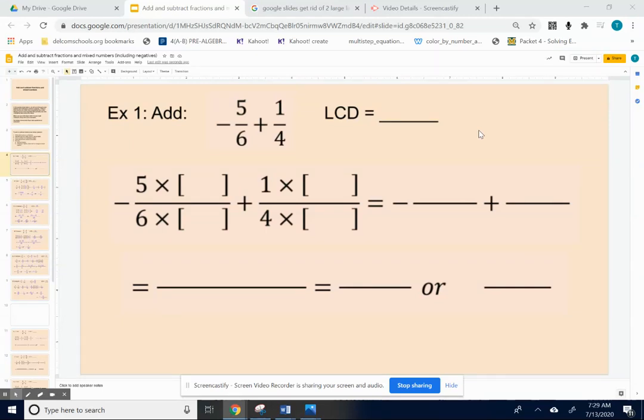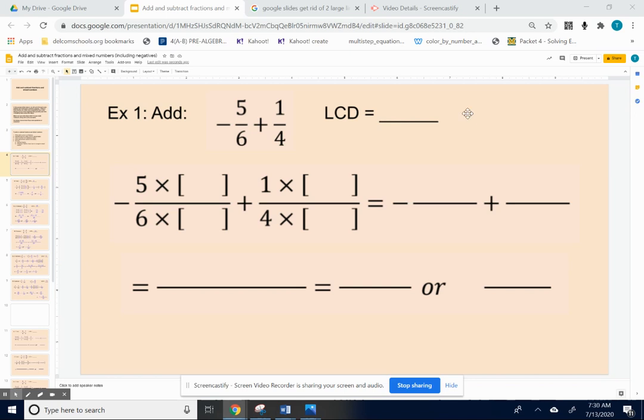Okay, example 1. We're going to add negative 5/6 to positive 1/4. First we need to make sure they're both fractions, and they are in this problem, so we don't really need to do step 1. Now we need a common denominator.